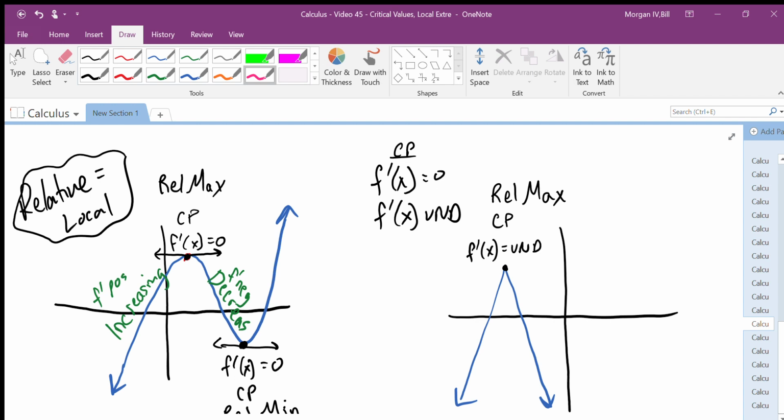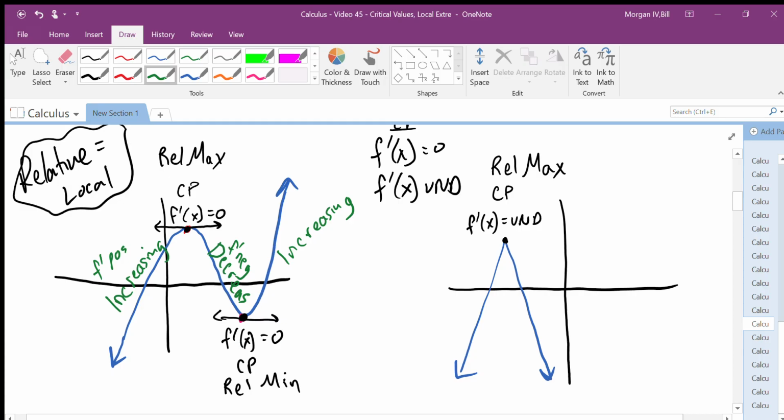But now take a look at the point on the right, the other critical point we had over here. From the left, it's decreasing, and then on the right of that, it is increasing. So if the curve is decreasing and then increasing, that creates a relative minimum. So as we're looking at this, if we see that the derivative is positive and then the derivative is negative, that means the curve is increasing and then decreasing, which creates a relative max. If we see that f prime is negative and then f prime is positive, that means the curve is decreasing and then increasing, and that creates a relative minimum.